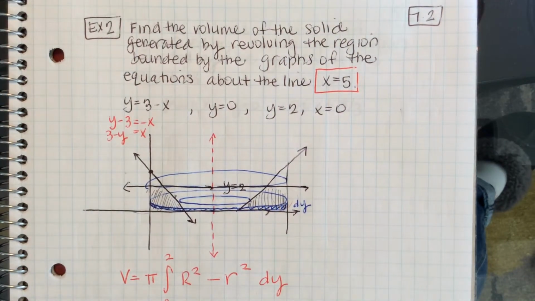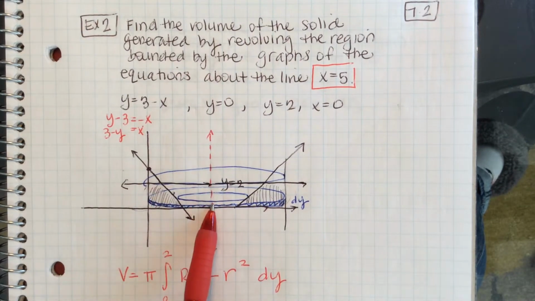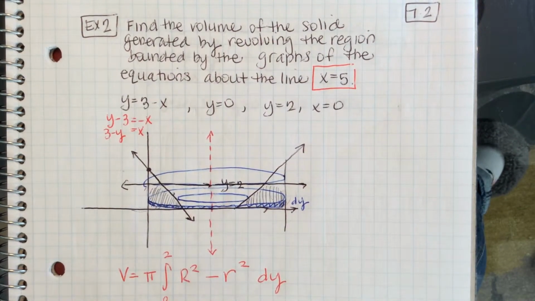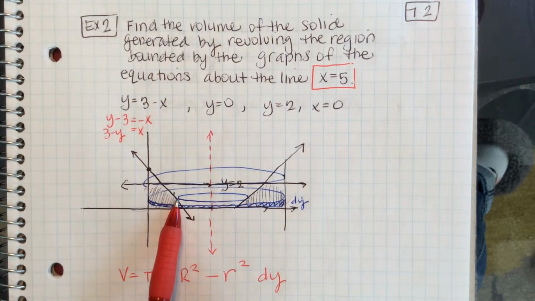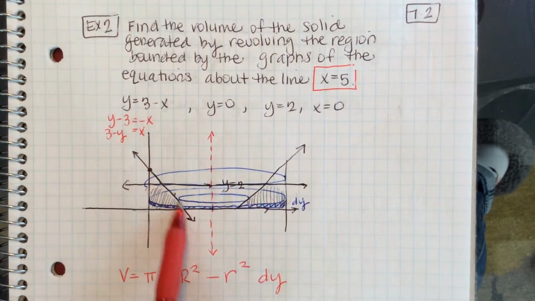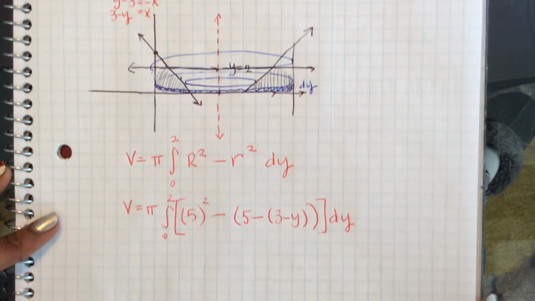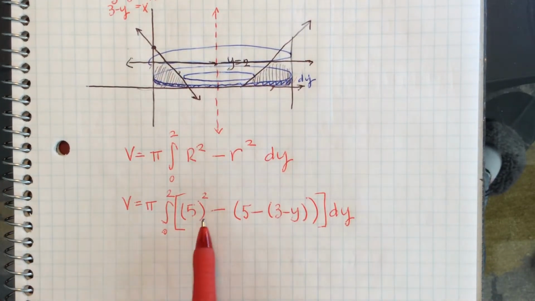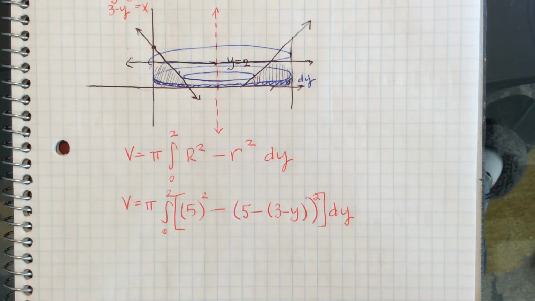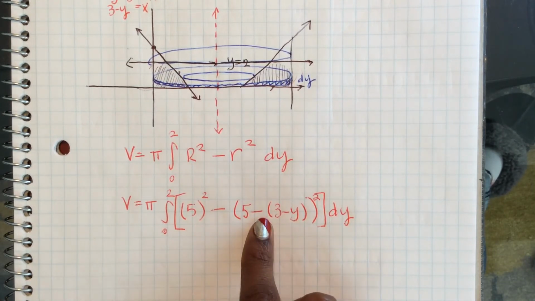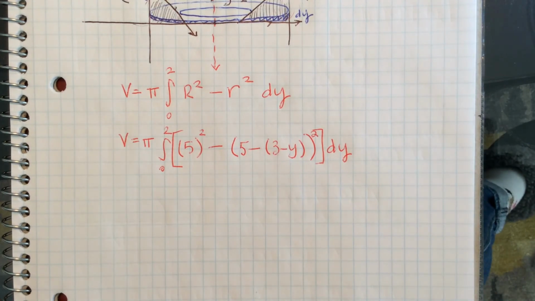So my big radius, right minus left. My left here is 0. My right here is 5. 5 minus 0. That's how I got my big radius. And my little radius is right minus left. 5 minus this function in terms of y. It's going to change. 3 minus y. Sorry about that. So 5 squared minus little r squared. So I need to simplify this and integrate. So let's go on to the next video for that.